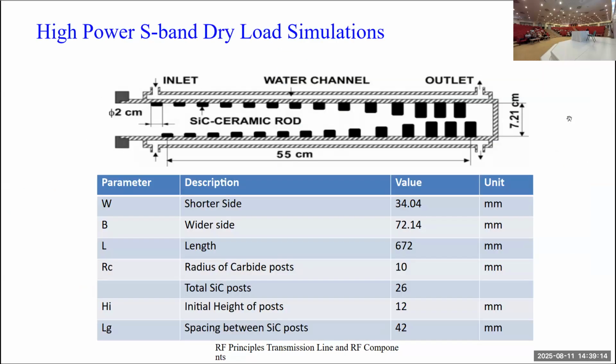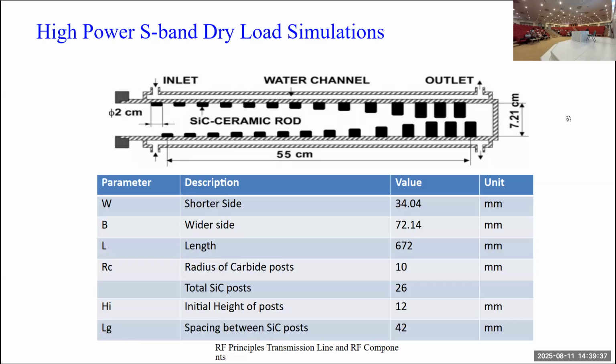But again, when these posts come into play inside the waveguide, the impedance of the waveguide is changed. Now it is not exactly a WR284 waveguide. You have to change the dimensions of the WR285 waveguide to match the impedance with the rest of the transmission assembly.